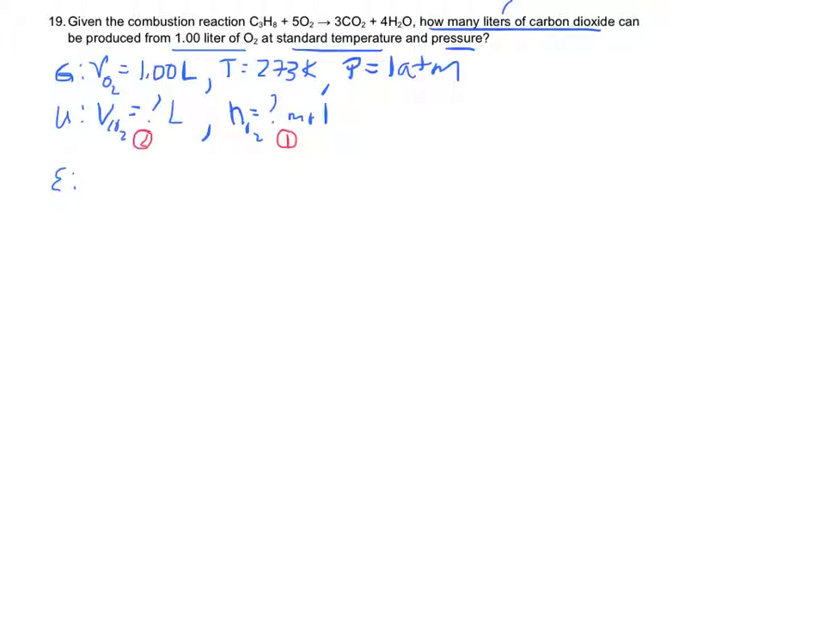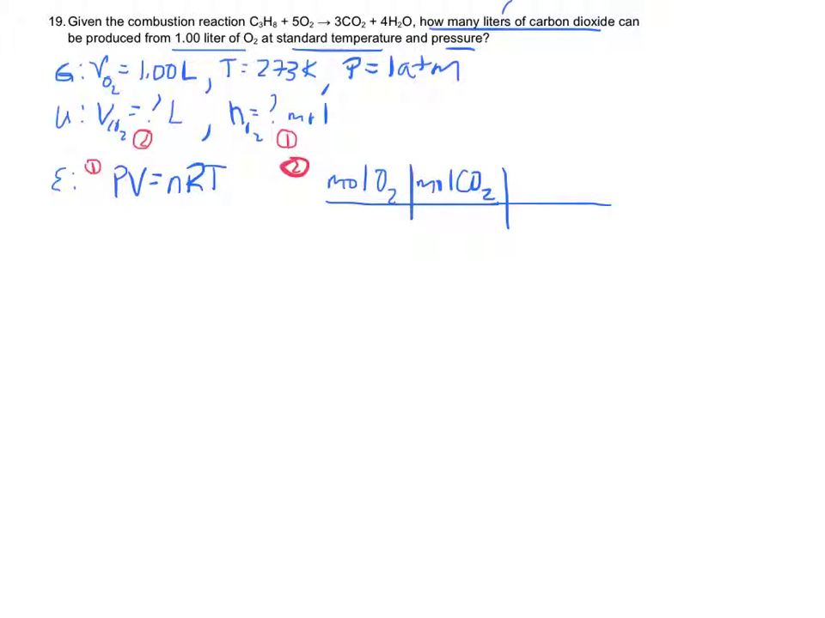So the first step is to use the ideal gas equation, or PV equals nRT, and remember we're going to use that to find the number of moles of oxygen. And then once we have that, then we will do our conversion, where we're going to go from moles of oxygen into moles of carbon dioxide, and then from moles of carbon dioxide we will go into liters of carbon dioxide.